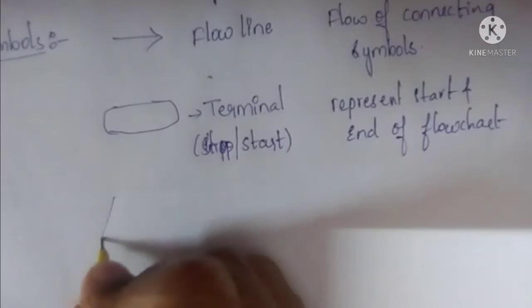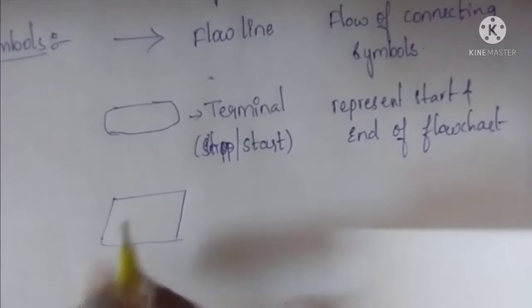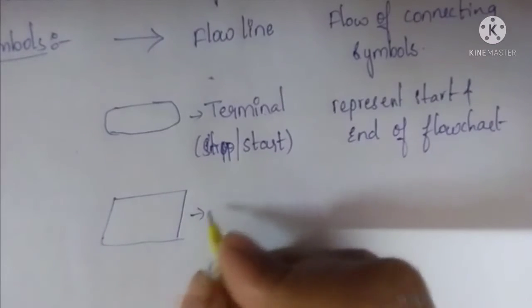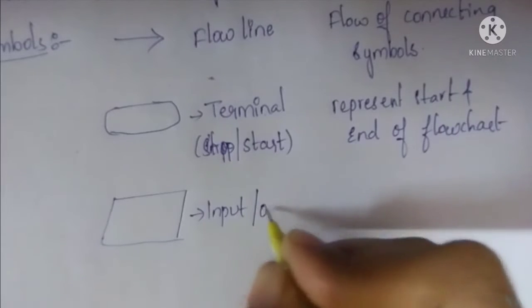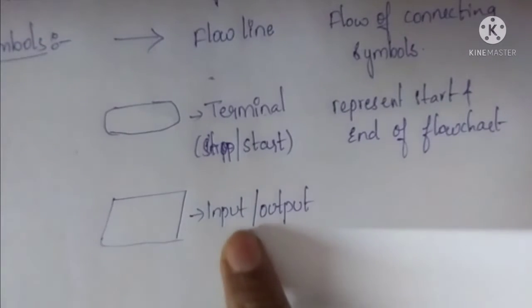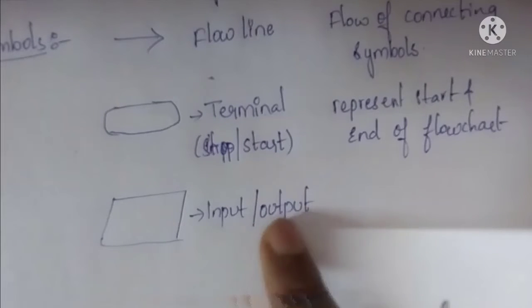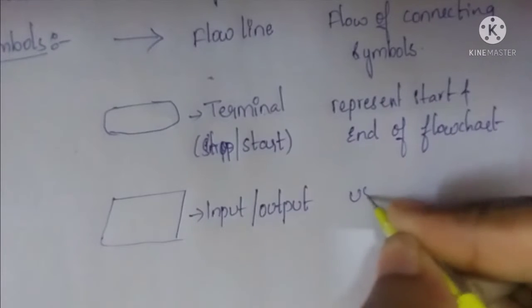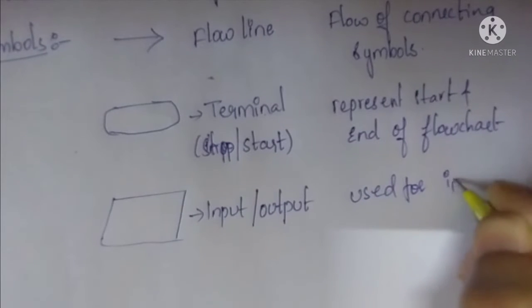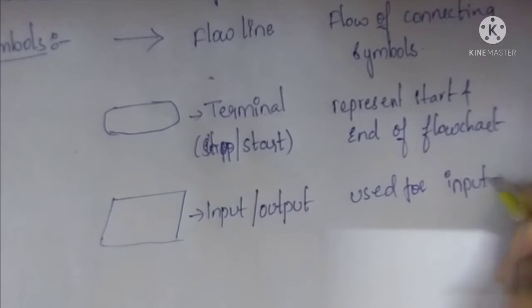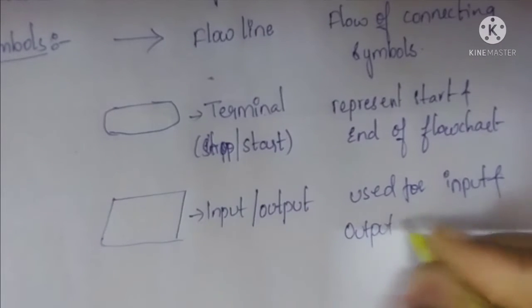The next symbol we are going to see is for input and output operations. This is the symbol we are going to use for input as well as output operations. If you want to represent any input function or any output function in an algorithm, then you are going to use this symbol. This symbol is used for input and output operations.